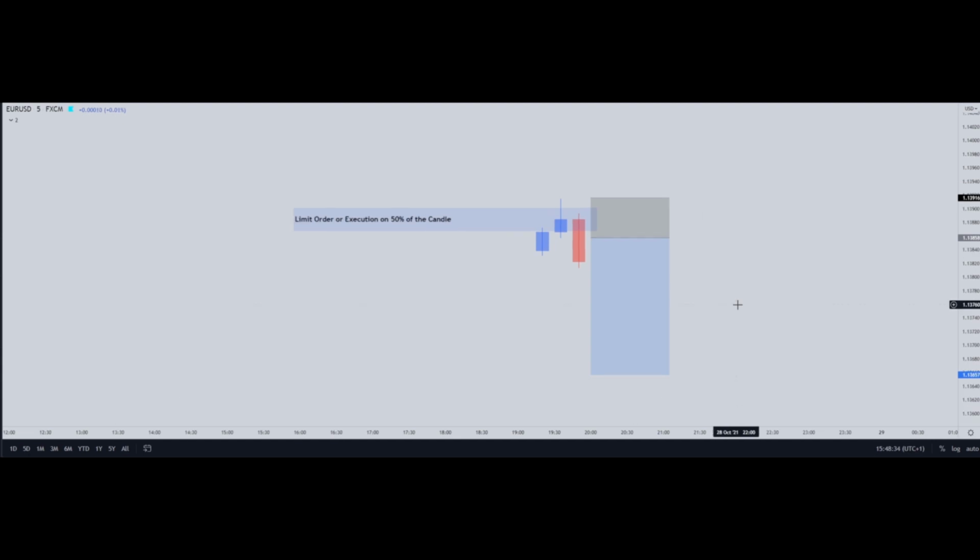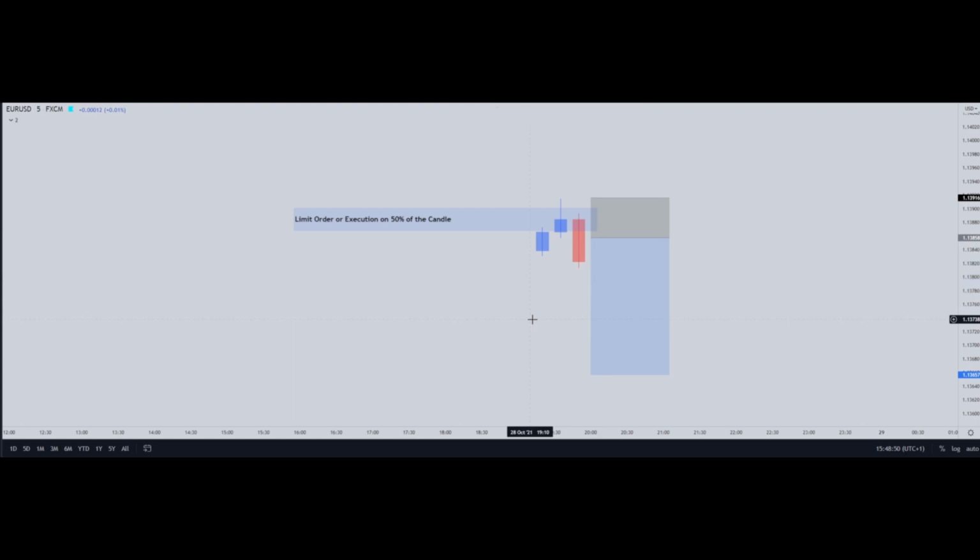Number 3 is setting a limit order or market execution on the 50% of the candle. All you're doing here is, once price forms a bearish engulfing candle, you'll usually see price on the next candle perform a top wick, tapping you into the trade before moving in that direction.